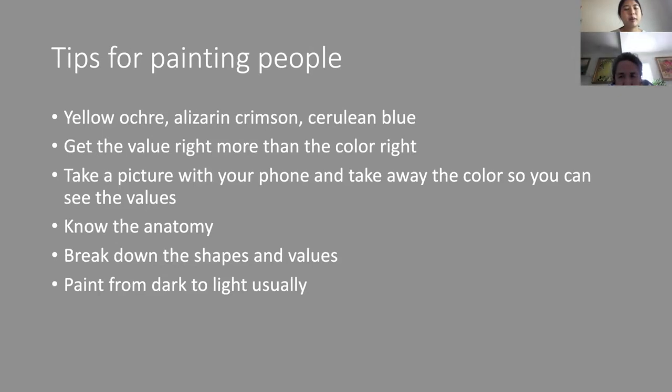Some more tips for painting people. One artist said that he usually uses yellow ochre, alizarin crimson, and cerulean blue the most. And it's important to get the value right more than the color right. Sometimes you can take a picture with your phone and take away the color so you can see the values. Know the anatomy, break down the shapes and values. And usually paint from dark to light.